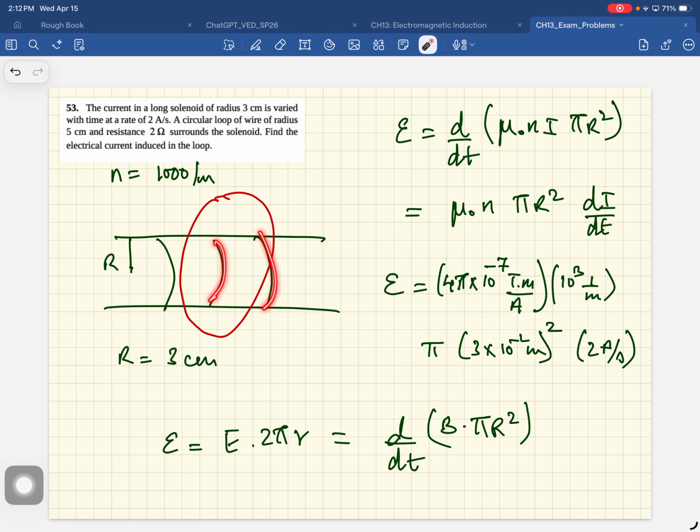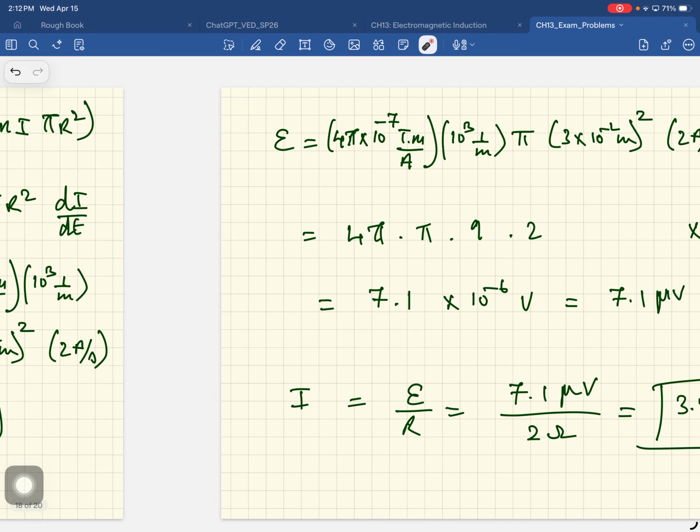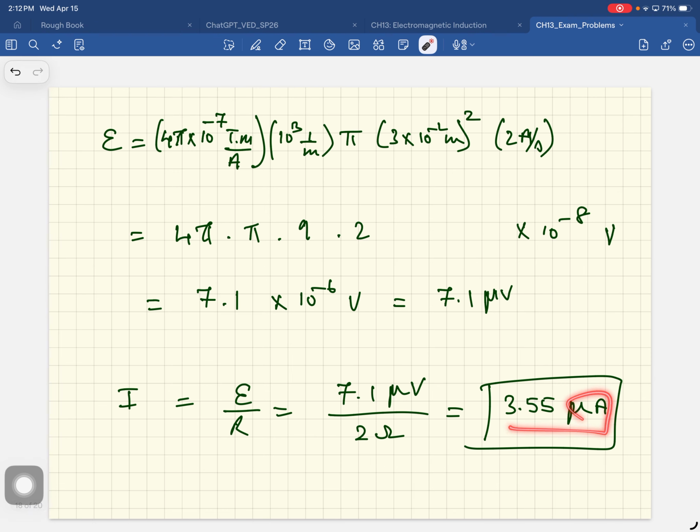One radian is about 60 degrees, so this is 90 degrees, a quarter of a circle per second. So that's the rate at which you're turning.